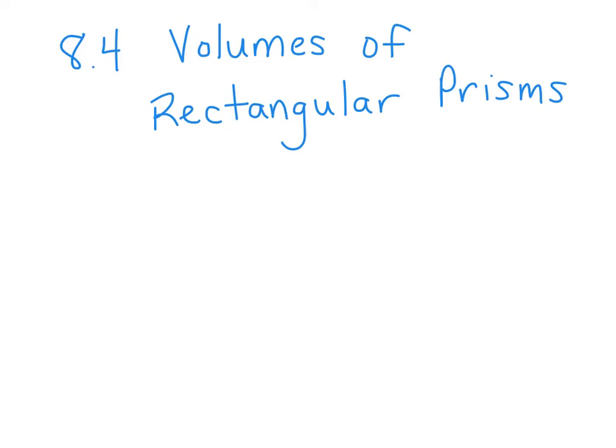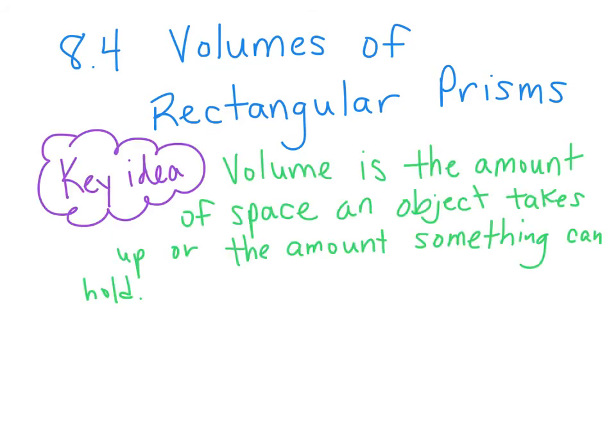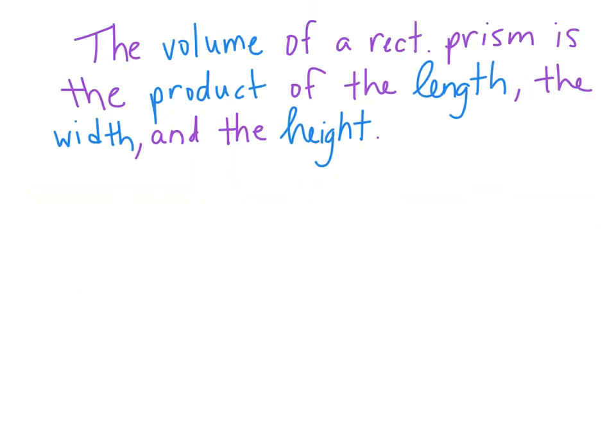In 8.4, we're going to be working on volumes of rectangular prisms. Our key idea here is that the volume is the amount of space an object takes up, or sometimes it's referred to as the amount something can hold. The volume of a rectangular prism is the product, which we need to remember means multiplication, so the product of the length, the width, and the height of the rectangular prism.